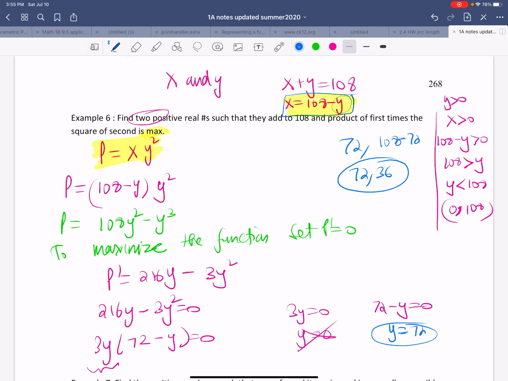Now if you want to check whether this is a max or min, go ahead and draw the chart. We found the critical point was y equals 72, and now pick a value to the left of 72 and a value to the right of 72 and see what happens to this function, to the product. Actually, plug them into the derivative to see if the derivative is positive or negative. And then this is going to tell you that you have a max at 72.